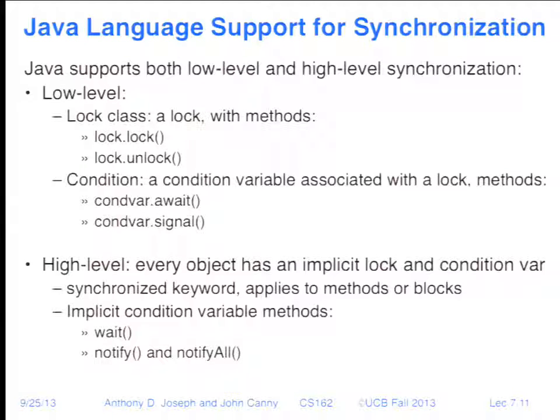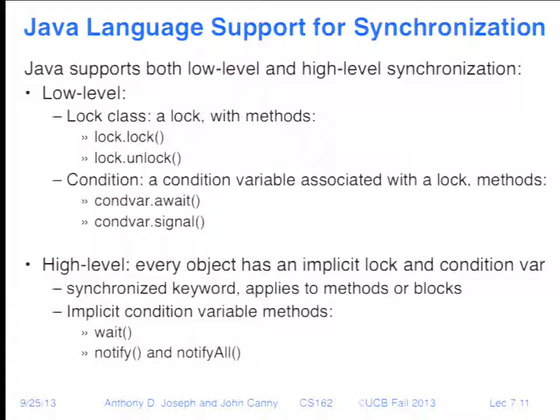All right. So in Java, actually, there are two really different families of synchronization primitives, both low-level and high-level ones. And the low-level ones look like the ones we've seen so far. We have basically a lock class that supports locking and unlocking, and we have condition variables that support waiting, which is called await, and signaling through a signal method. So these really are very similar to what we've seen so far.